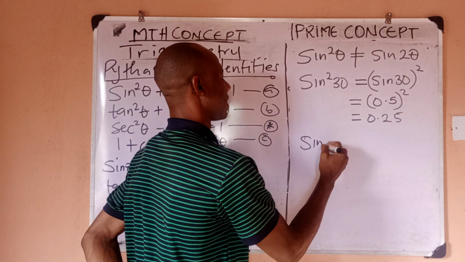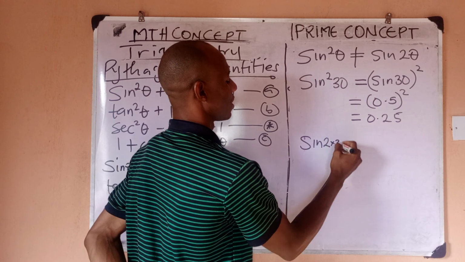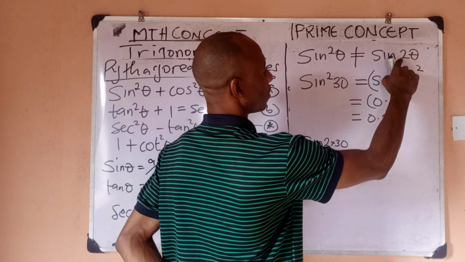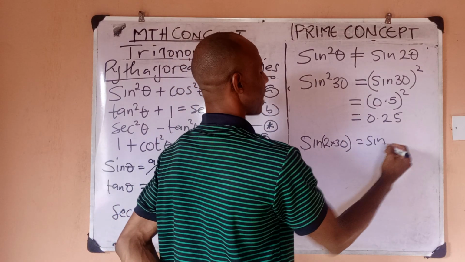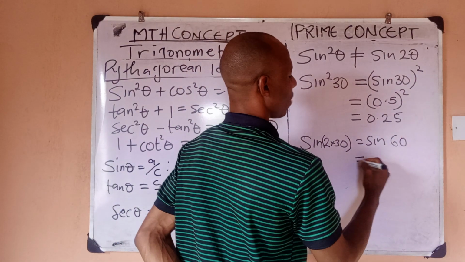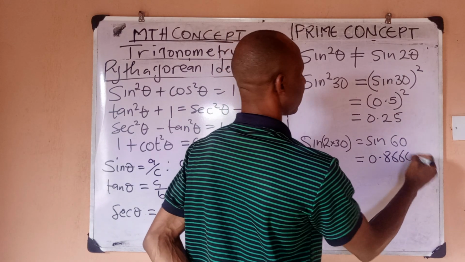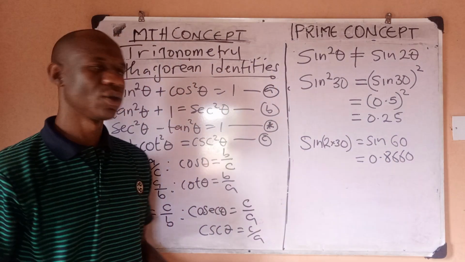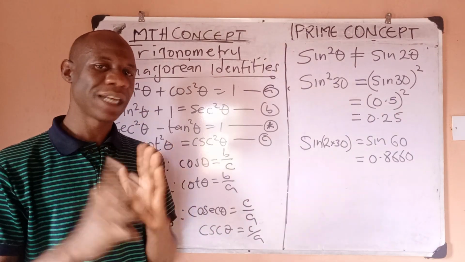Now let's check the other one, which would be sin 2θ. This is supposed to be 2 times 30, because when you say 2θ, it means 2 times. So what do we have? This is going to be sine of 2 times 30. 2 times 30 is what? 60. And what is sine 60? Sine 60 is 0.8660, or root 3 over 2. You can see the answers are clearly different.